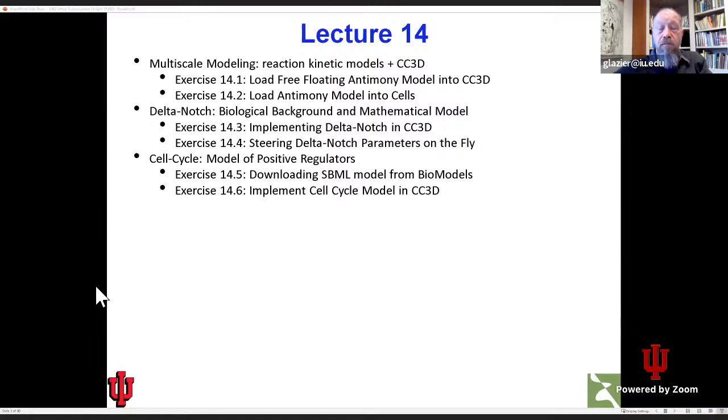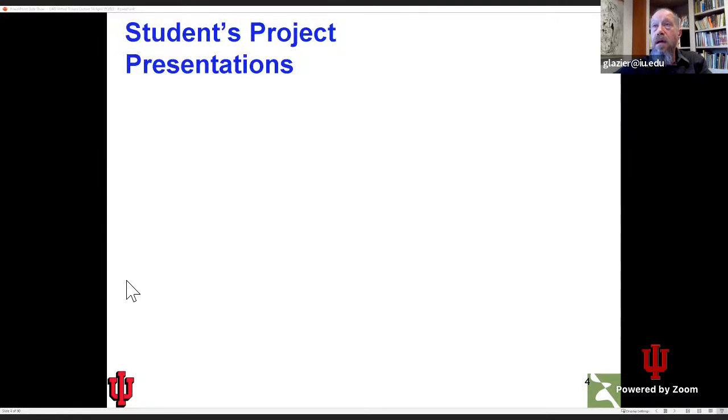And then if we have time, which we may or may not, I'll show you how to download pre-existing models. There's a beautiful database called BioModels that has hundreds of pre-existing subcellular models in it. And I'll show you how you can download those and use those. If we don't get to it, then you'll have the slides and the documentation for that if you're interested. So why don't we start out with the presentation that we've got, and I will turn it over to you.